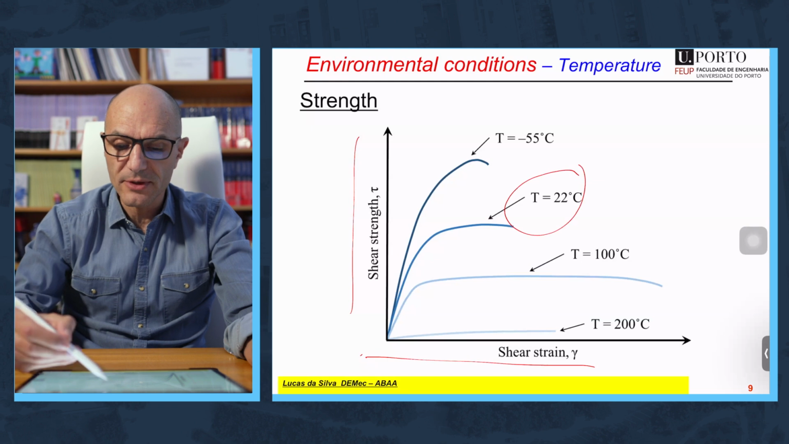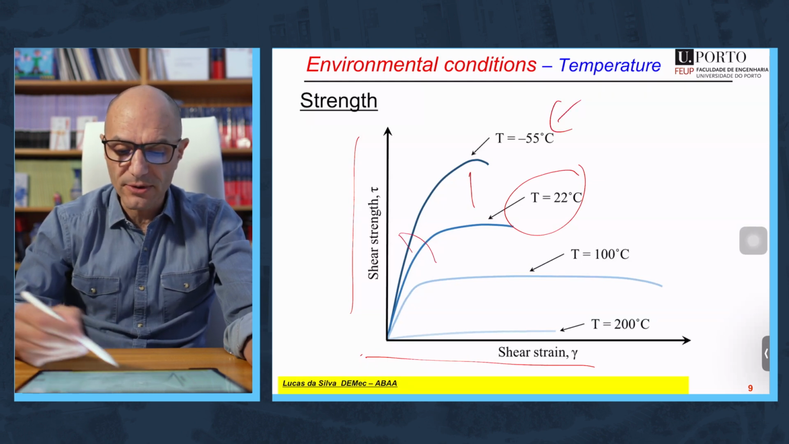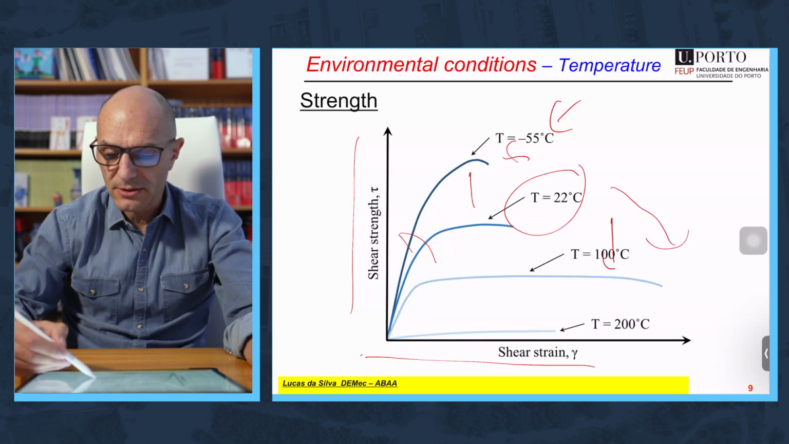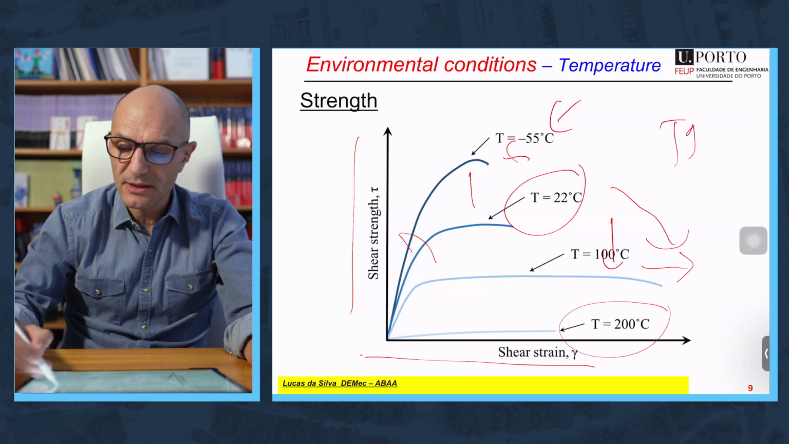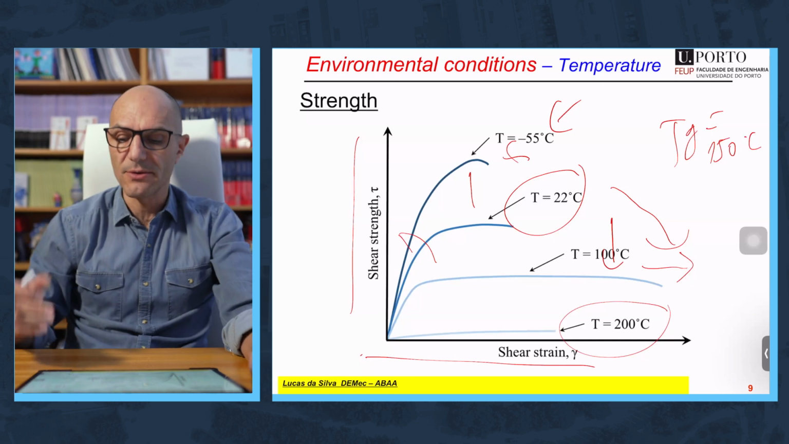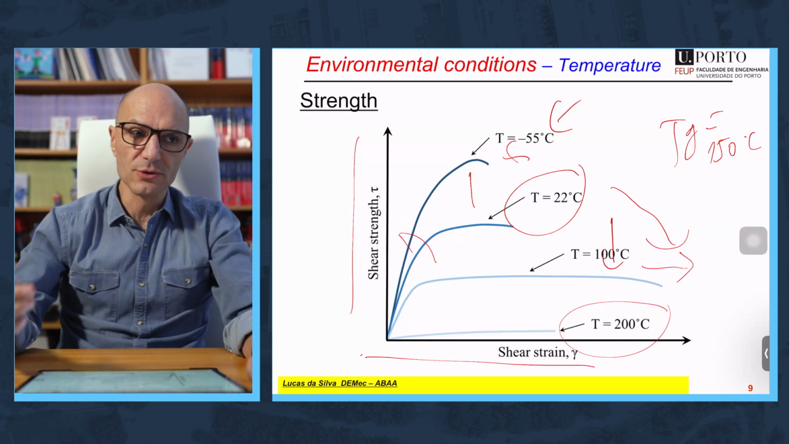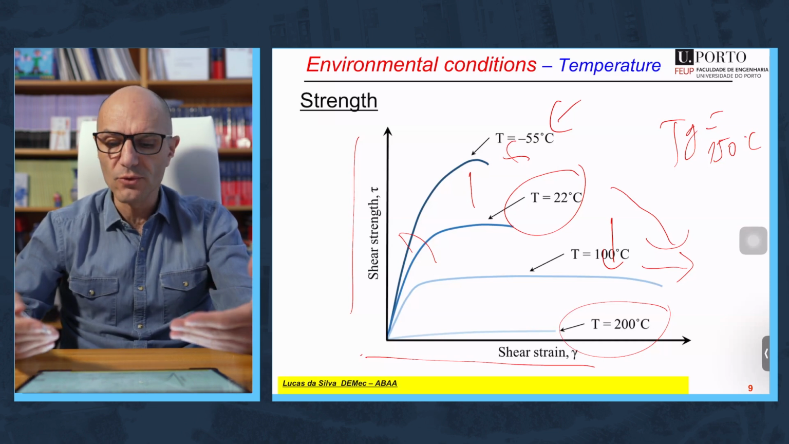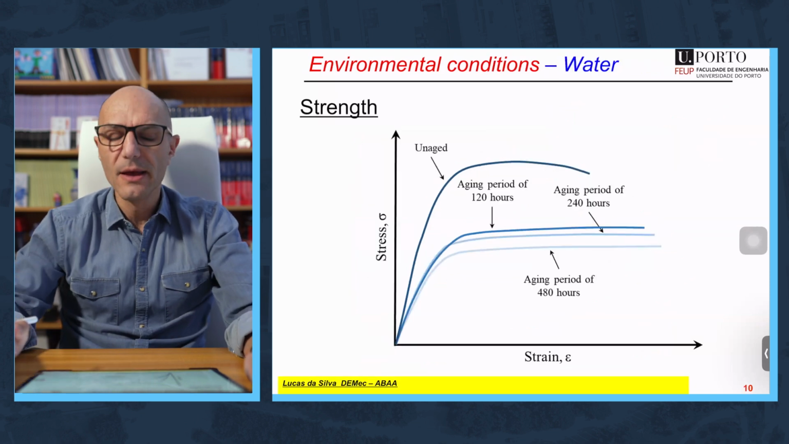We have here room temperature, but look at -55: it gets stiffer and stronger, but less ductile. And as temperature increases, the strength decreases and ductility increases until you are over Tg. Tg for this adhesive is about 150 degrees, the glass transition temperature. So I remind you, a structural adhesive is only structural if it's used below its glass transition temperature. So really, if you want to design taking into account temperature variations, you need to test at different temperatures.